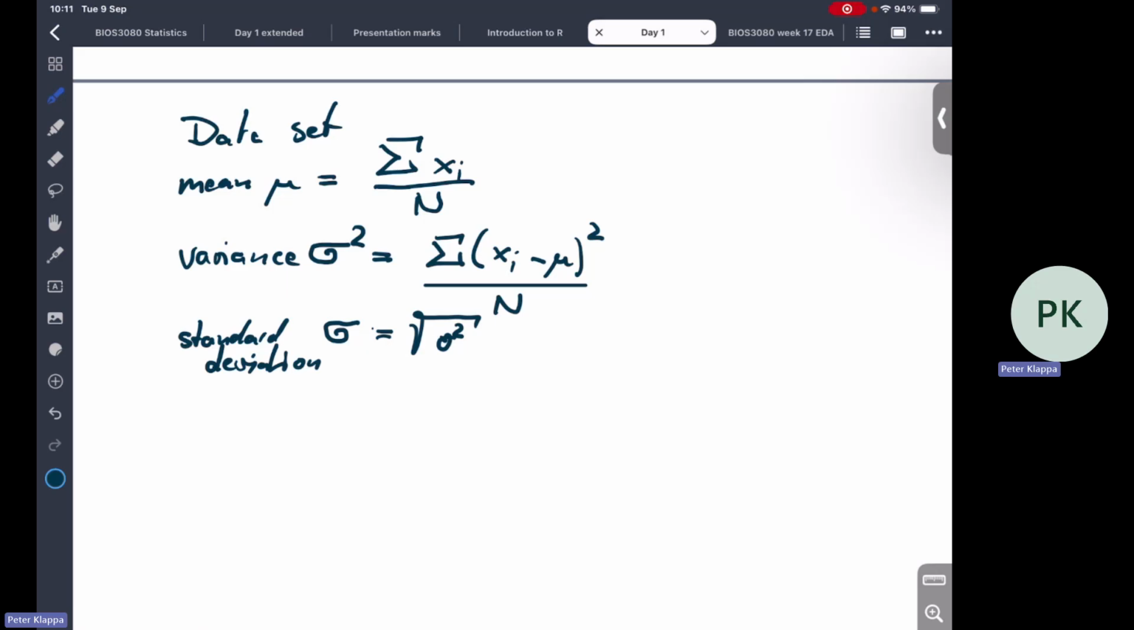And I showed you how we can deal with these equations in Excel, how you can easily calculate the values for these things. So that was from our data set. And this data set basically was all the data that we have.